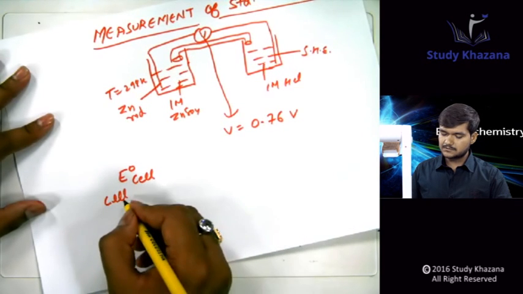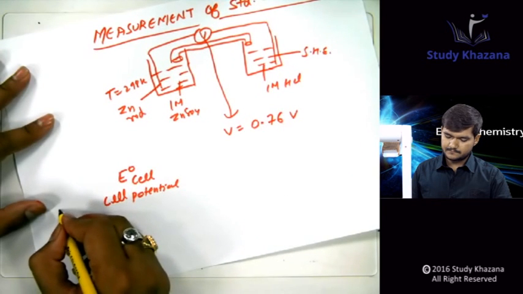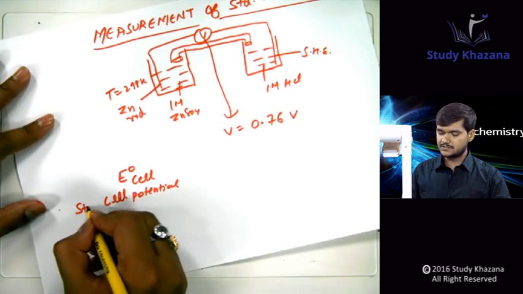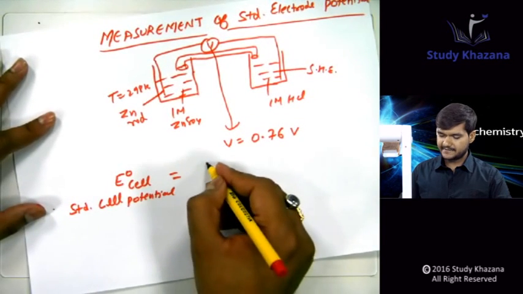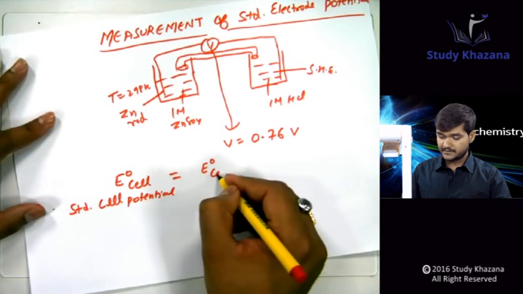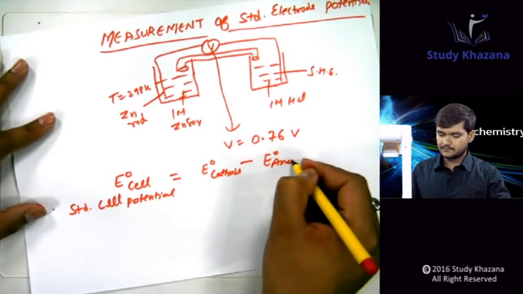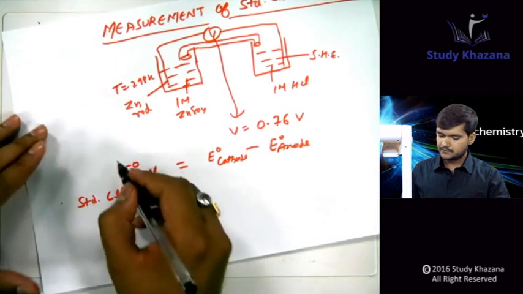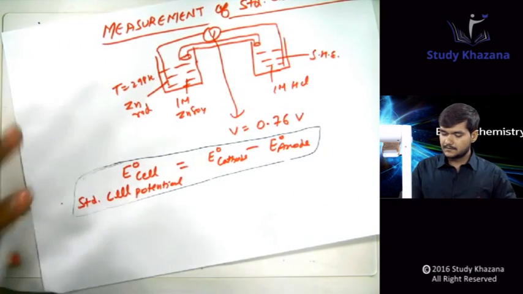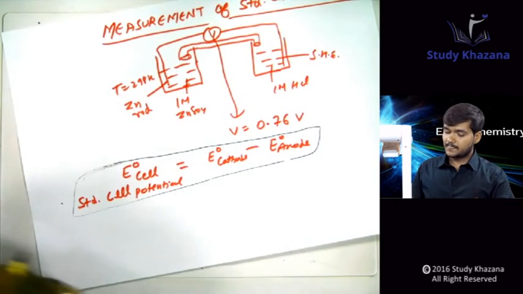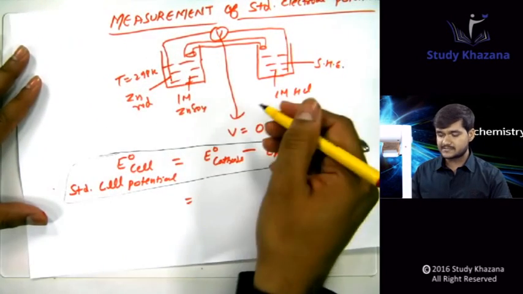Now experimentally we have a relation: E naught cell, that is the standard cell potential, is equal to E naught cathode minus E naught anode. This is the general formula we have. Now what is the cell potential here? The cell potential is coming out to be 0.76 volt.